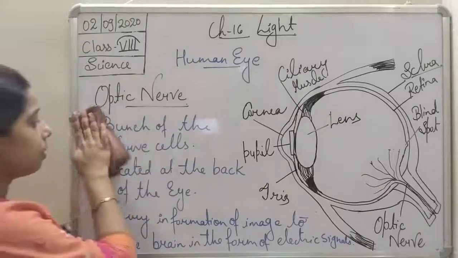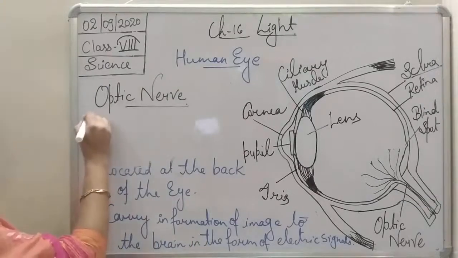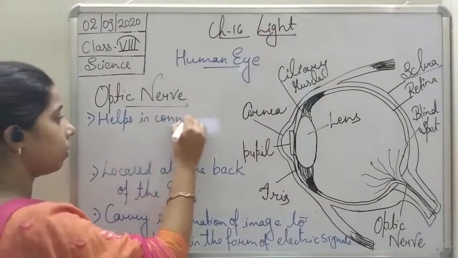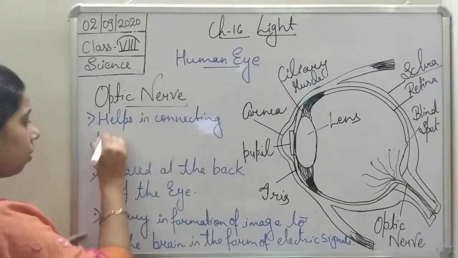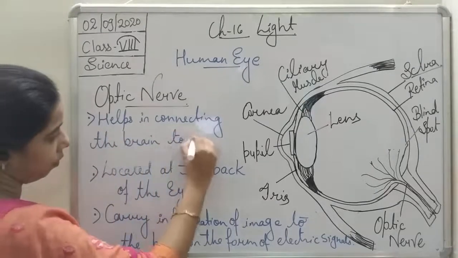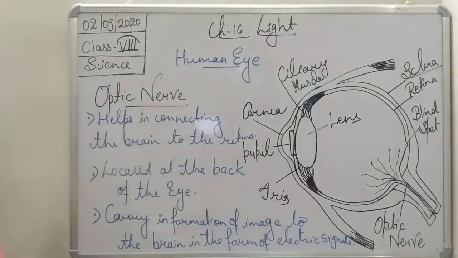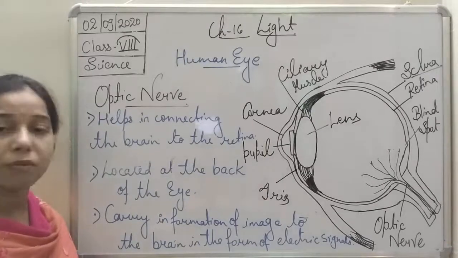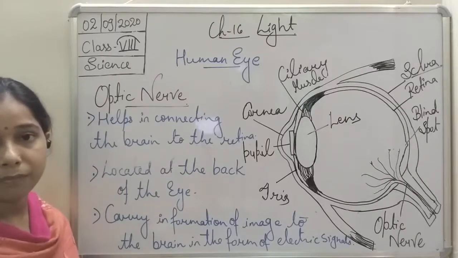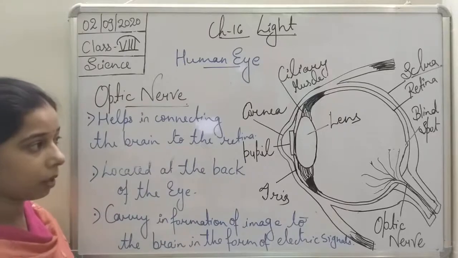So the next one is that it helps in connecting the brain to the retina. Okay, so the retina, you can say, students, is connected to the brain with the help of the nerve, and that is known as the optic nerve. So this is the second one. This is the next part, that is the optic nerve.